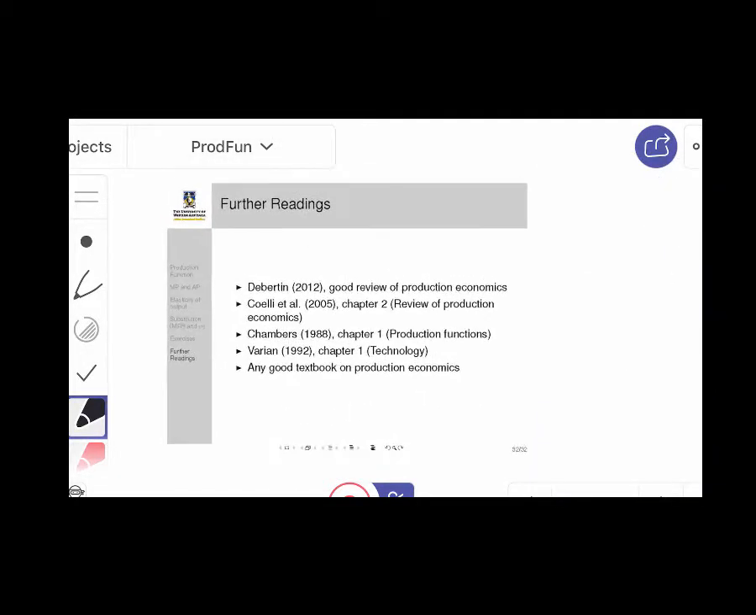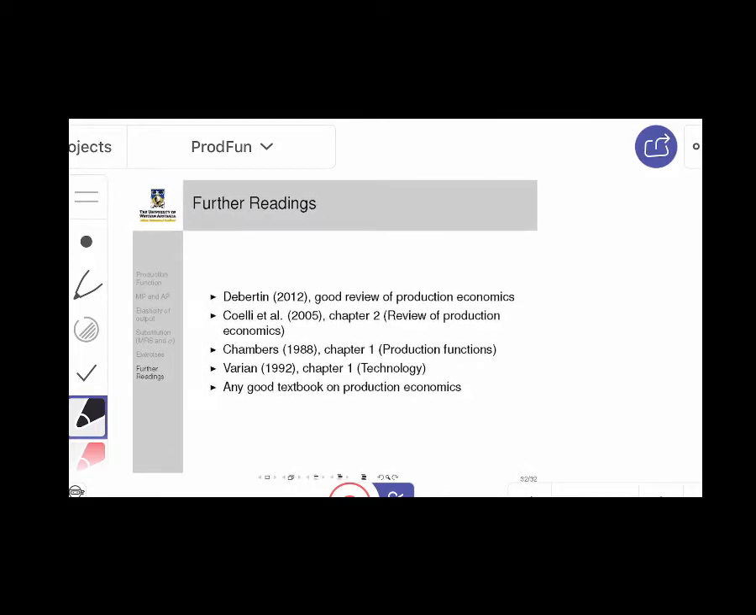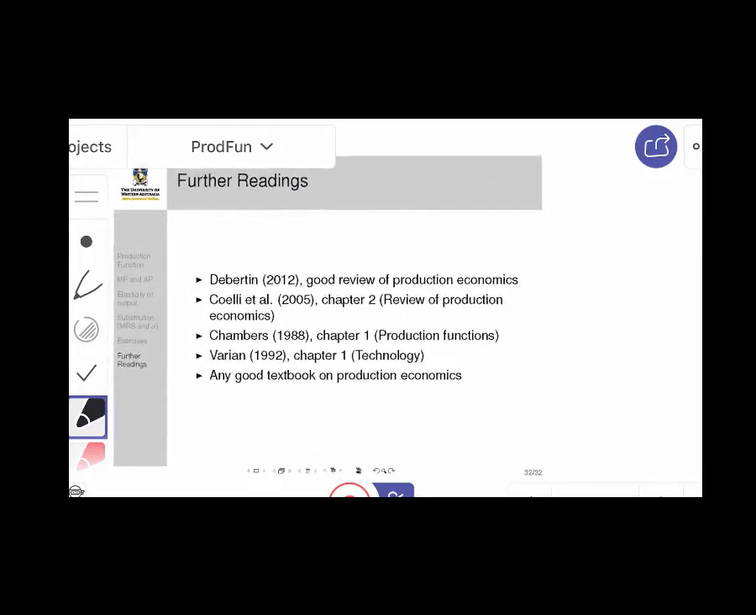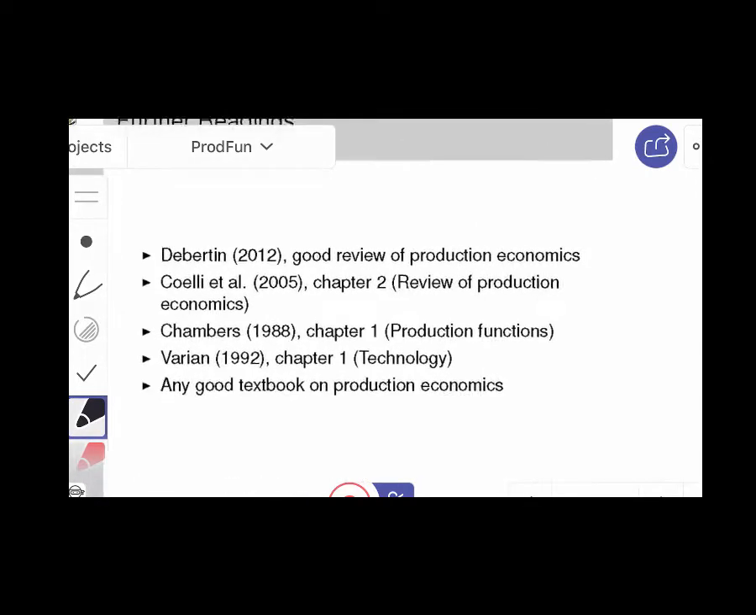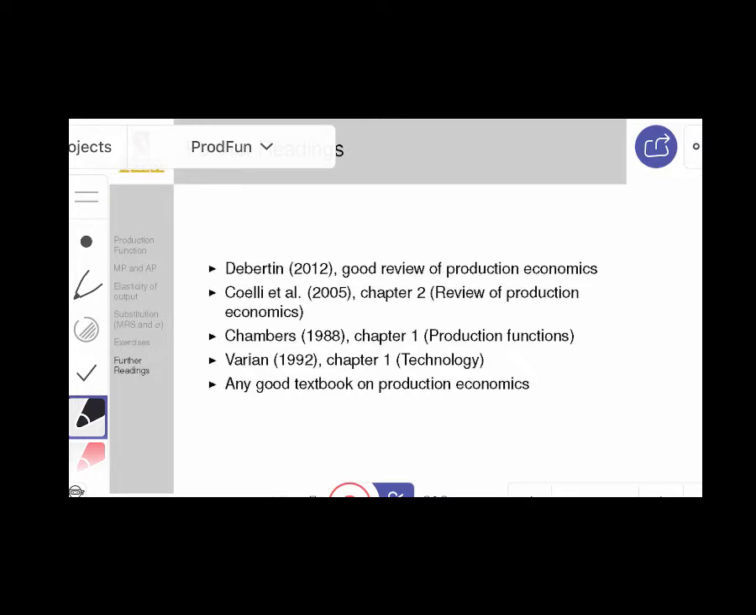So what else? Well, we have covered some basic concepts, but that's not all you can learn on this topic. So I encourage you to read Debertin. You can read many of these chapters very easily. You can also look at the chapter in Kohli. Kohli is a book on efficiency and productivity, so it's not a standard production economics book, but it has got a chapter. You can also look at the production functions chapter in Chambers. It's a famous book from 1988, widely known and a very good book.